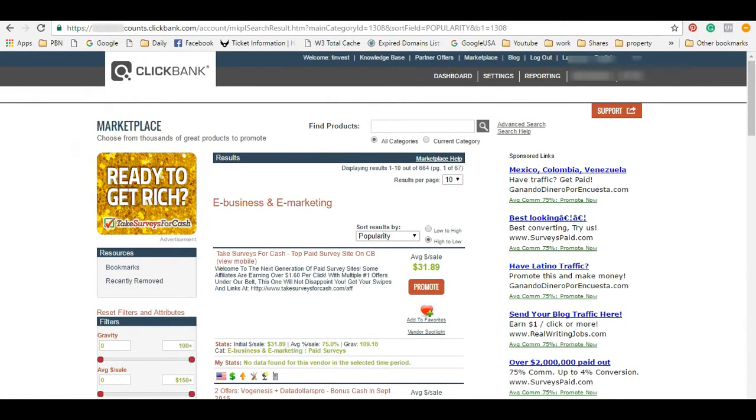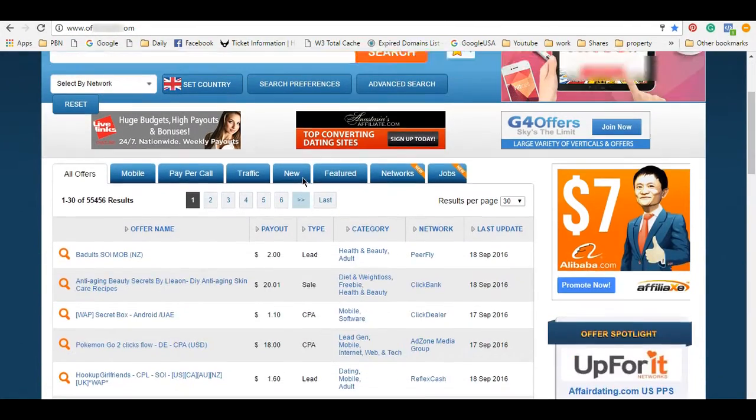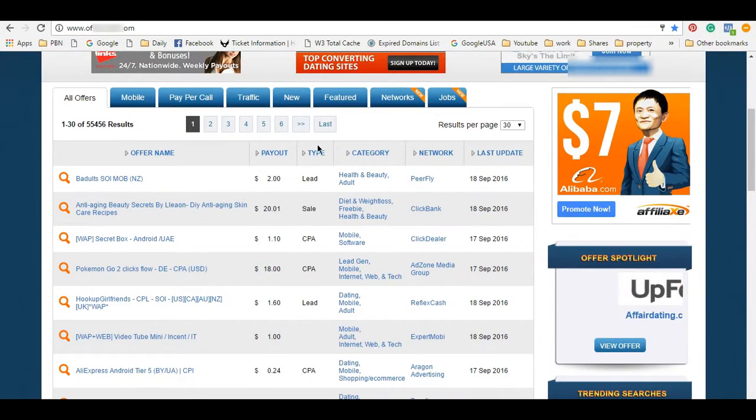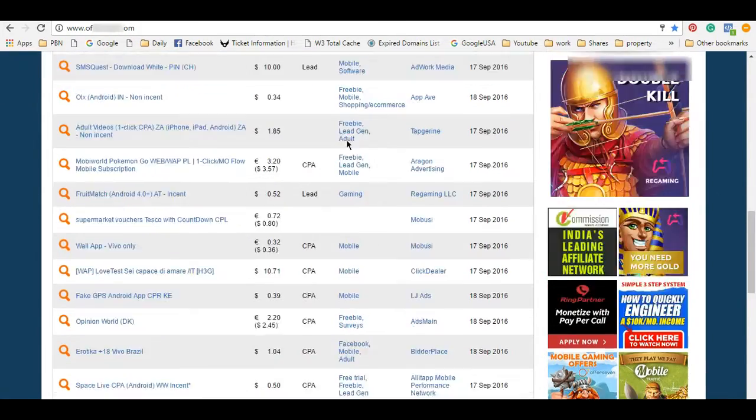So we'll get rid of that one. Now another one you can go into is OfferVault. OfferVault do cost per click, cost per lead, and cost per action. Basically you have to sign up. Obviously I won't go through that, that's dead simple.